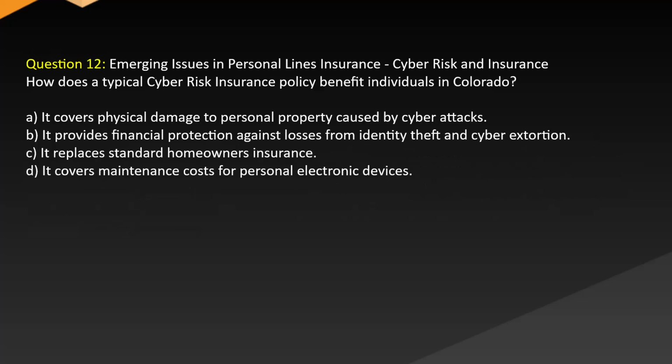Question 12. Emerging issues in personal lines insurance. Cyber risk and insurance. How does a typical cyber risk insurance policy benefit individuals in Colorado? A. It covers physical damage to personal property caused by cyber attacks. B. It provides financial protection against losses from identity theft and cyber extortion. C. It replaces standard homeowners insurance. D. It covers maintenance costs for personal electronic devices.